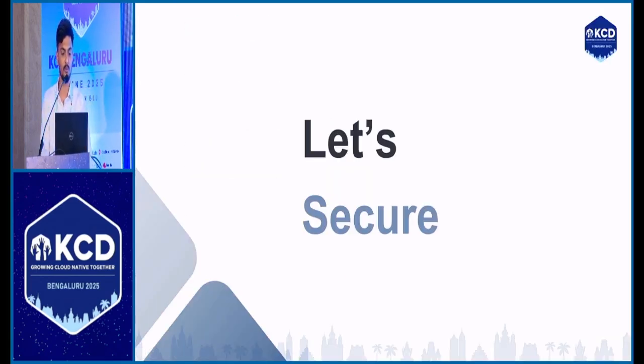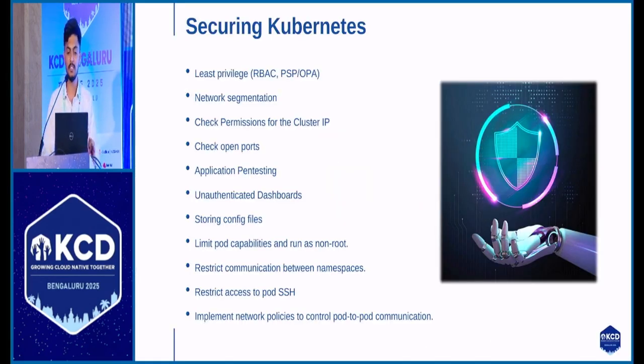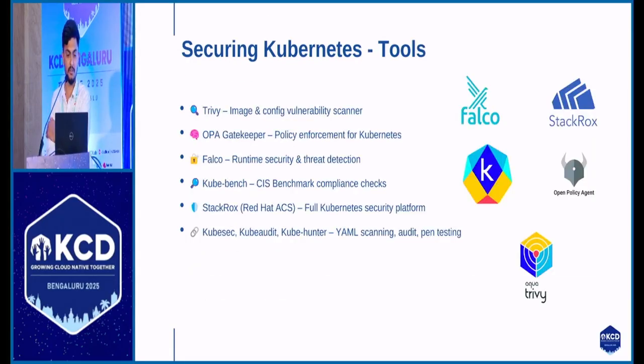Now, let's secure. How to secure this? Use least privilege, and there should be network segregation. Check permissions for the cluster IP: who has access to it, whether the public can come into your cluster, what paths they can access, and check for open ports. Do application pen testing, close unauthenticated dashboards, and don't store config files in public repositories. Limit pod capabilities, run as a non-root pod, restrict communication between namespaces, and restrict access to SSH.